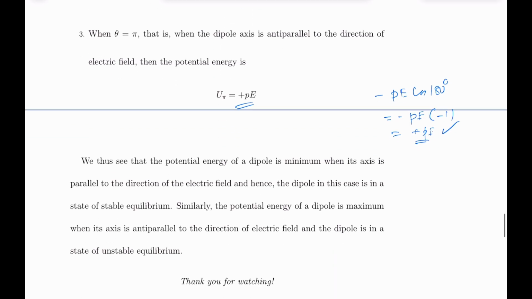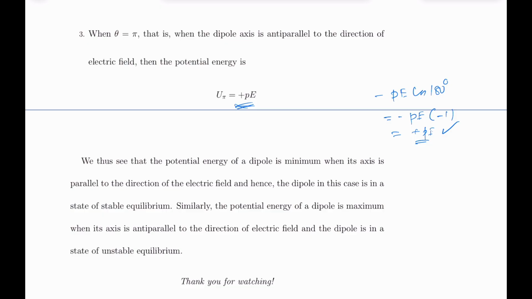Similarly, the potential energy of the dipole is maximum when its axis is anti-parallel to the direction of electric field. That is when theta is 180 degrees. When theta is 180, then the potential energy is plus PE. So this is the maximum value of energy. So this is a state of unstable equilibrium.